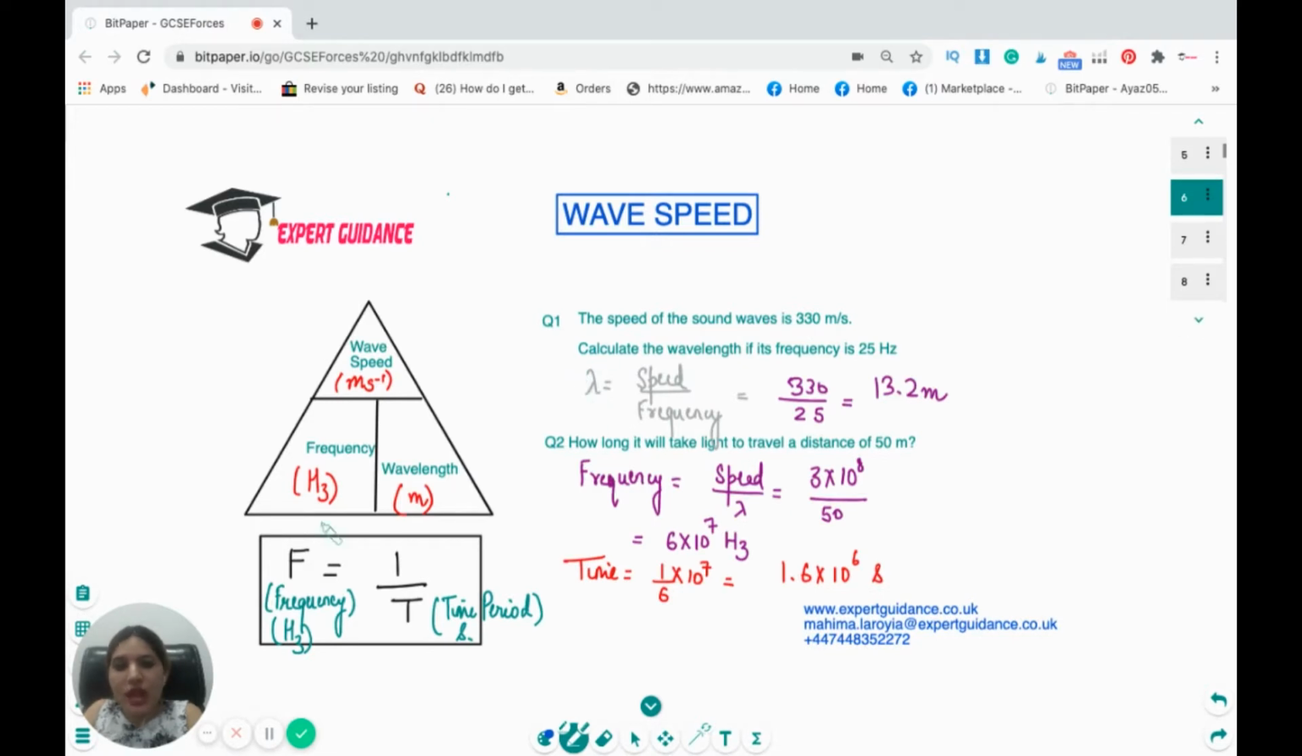Now see, if we rearrange this formula, the wavelength is given by wave speed over the frequency. The wave speed is 330, the frequency is 25, so our wavelength is 13.2 meters, right?